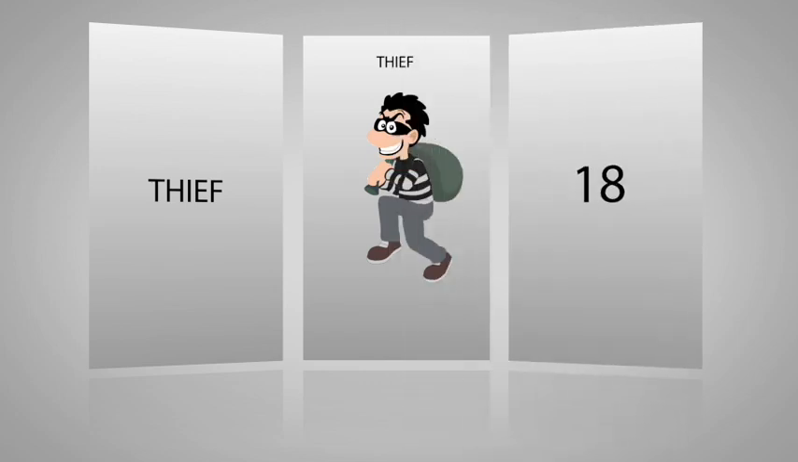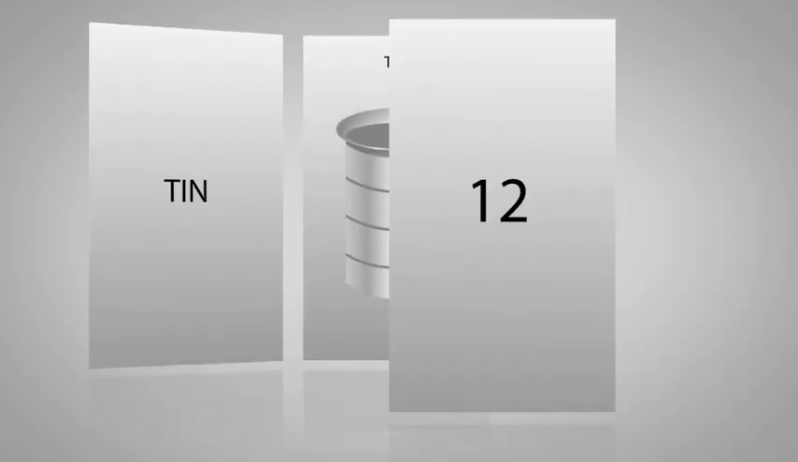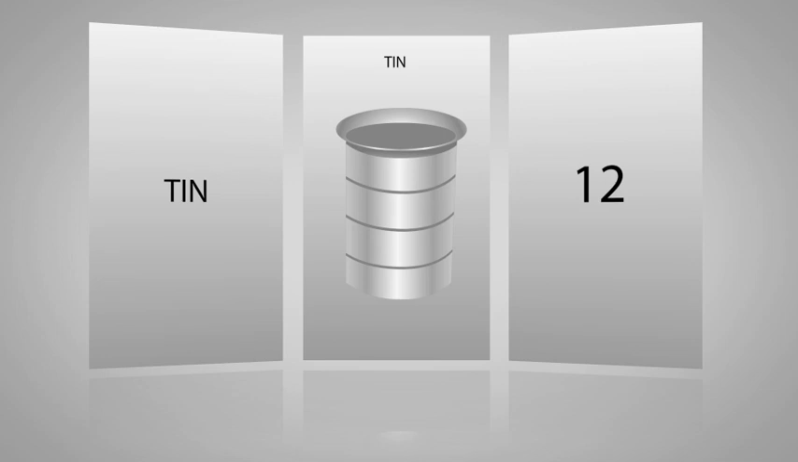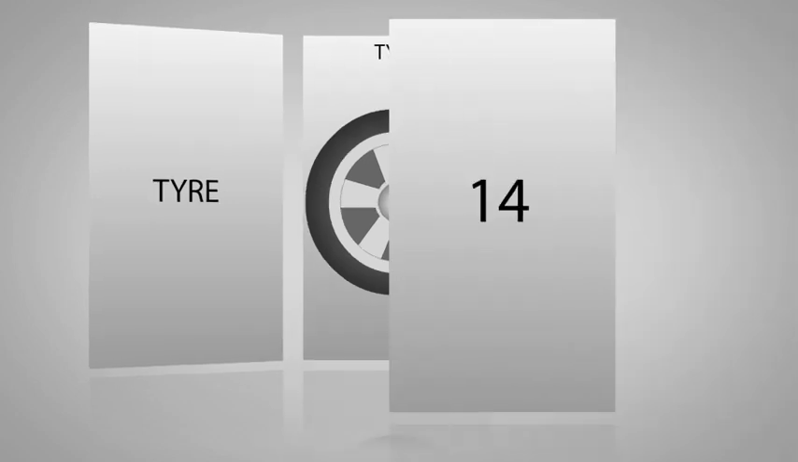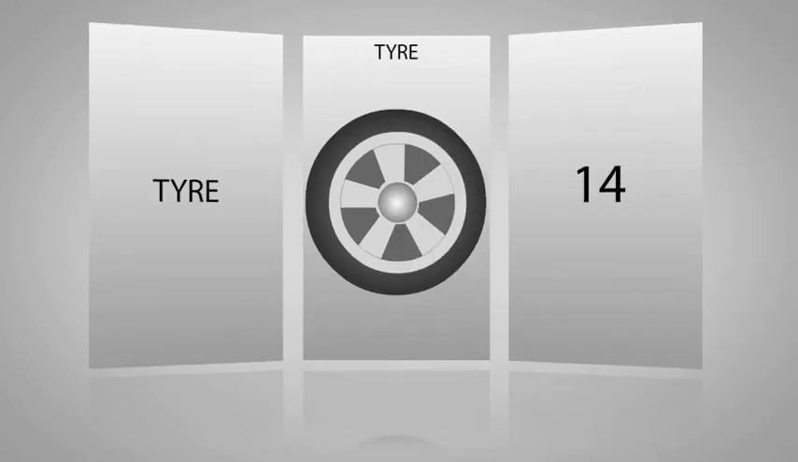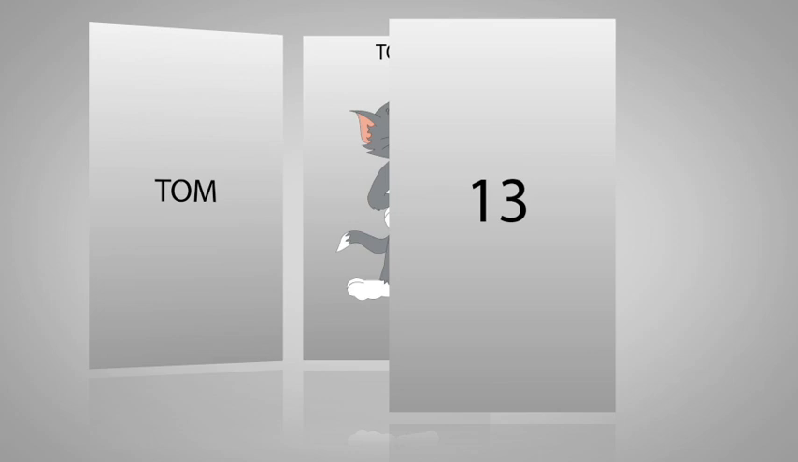Then the thief ran into a tin can, and tin is 12. What is in the tin can? A tire. The tire is 14. Tom started playing with the tire. Tom is 13.